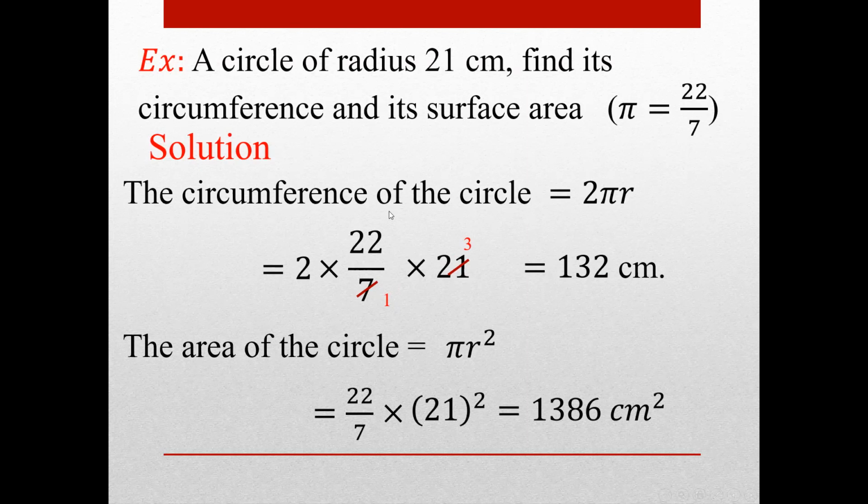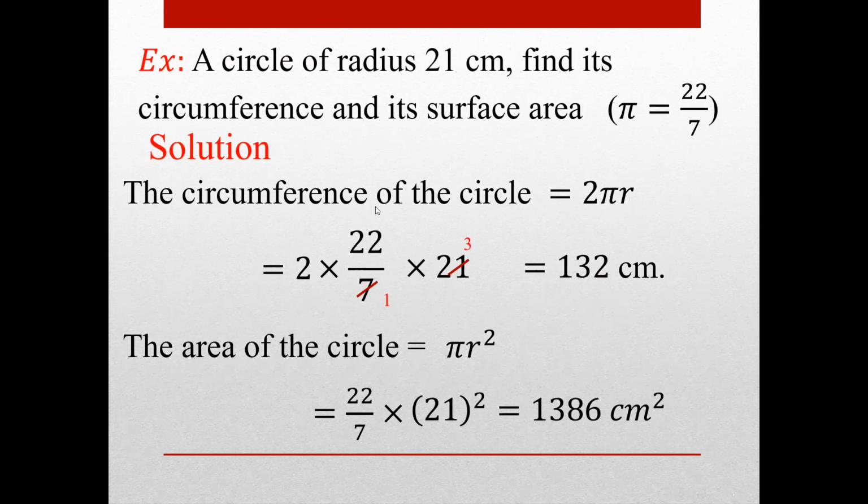because circumference is like perimeter. Here, 2 times pi times r, with r in centimeters, gives centimeter. Here r squared means r times r, which is centimeter times centimeter, so it will be centimeter squared. So the area's unit is centimeter squared.